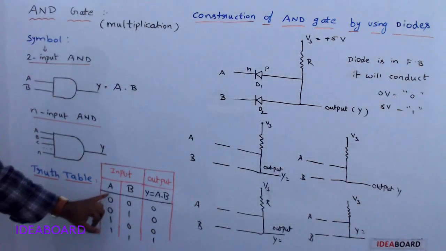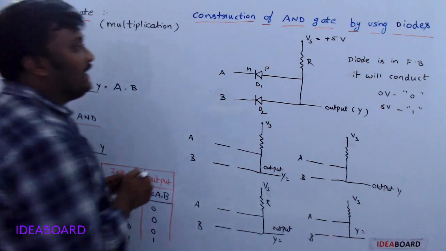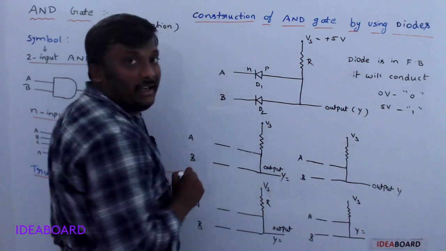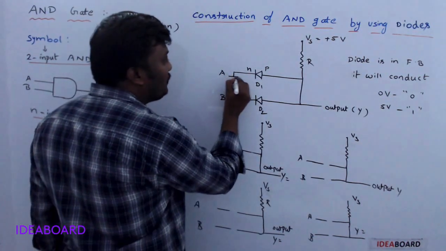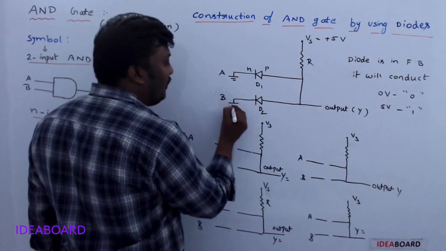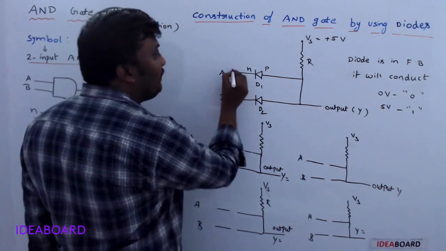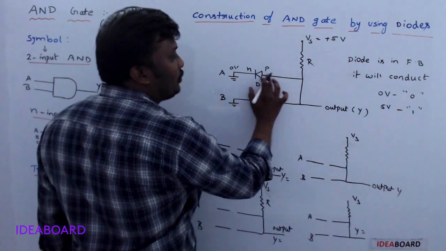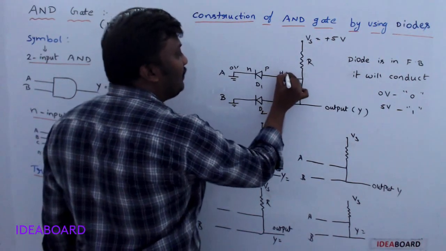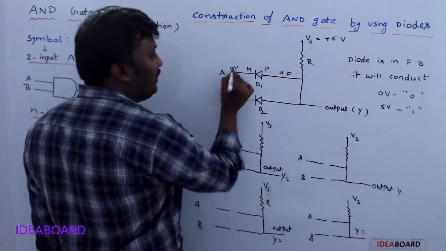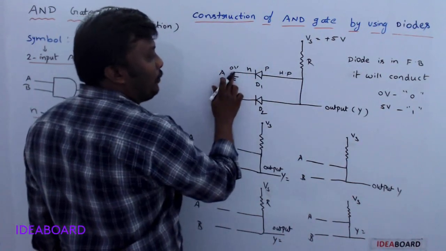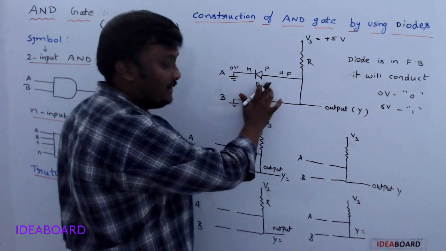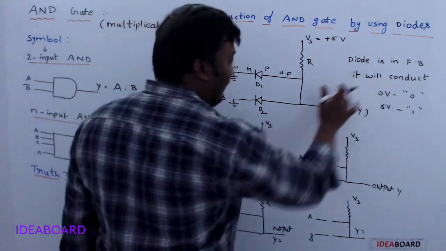First of all, A is given 0, B is given 0. That indicates A is maintained at 0 volt. 0 volt means grounded. If you ground this one, B is also grounded. Grounded means the potential is 0 now. Here it is 5 volts. So P is at higher potential and N is at lower potential. So diode D1 is in forward bias.